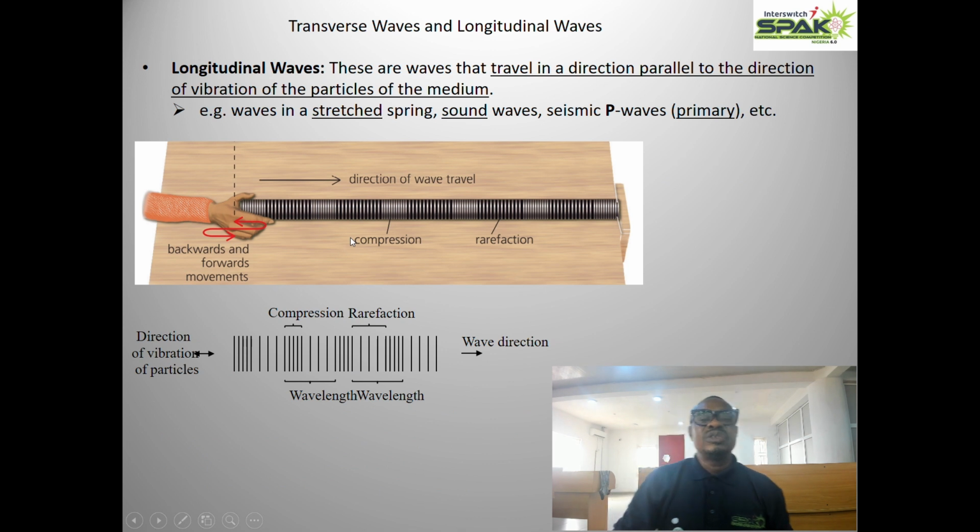So now let's look at longitudinal waves. If you pull a spiral spring this way, you find that the vibration goes like that, back and forth, and the direction of travel is also the same way. So when the direction of travel of waves is parallel to the direction of vibration of the particles, such a wave is referred to as a longitudinal wave. Examples are sound waves and a stretched spiral spring.